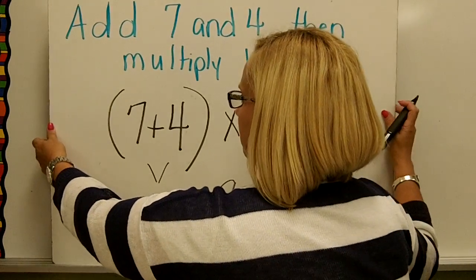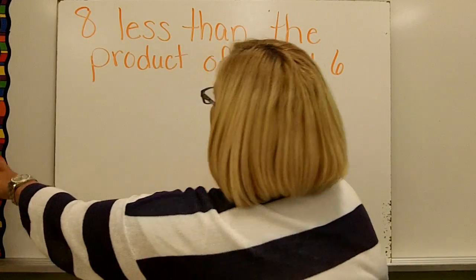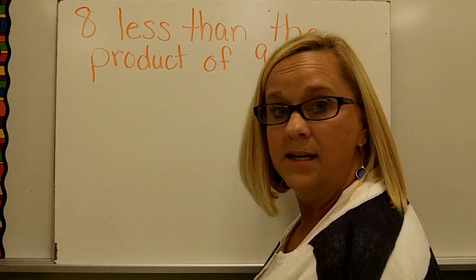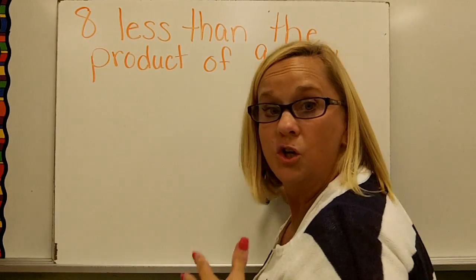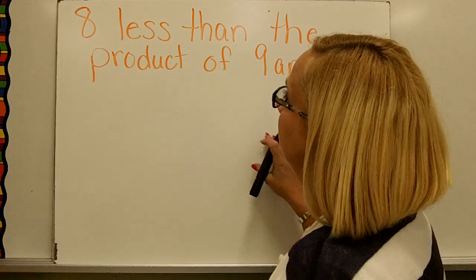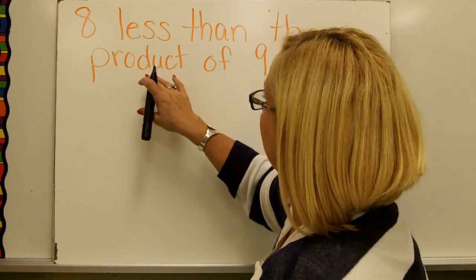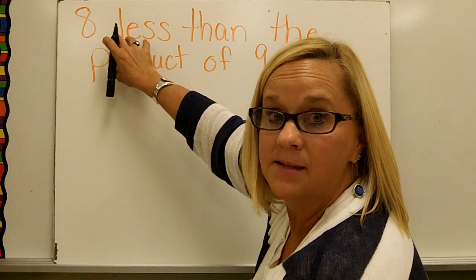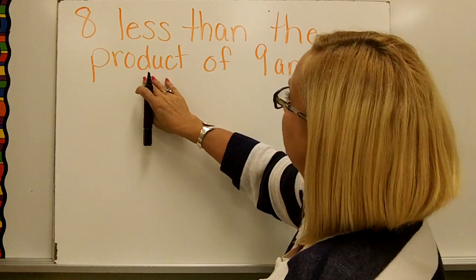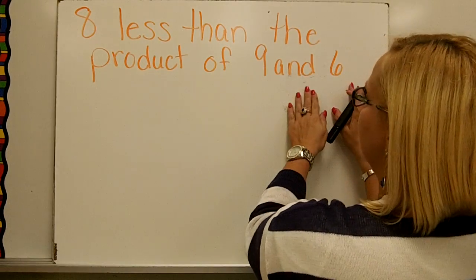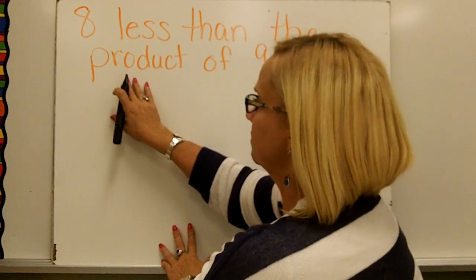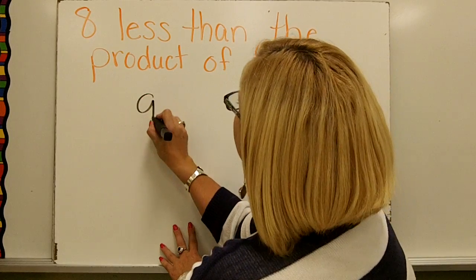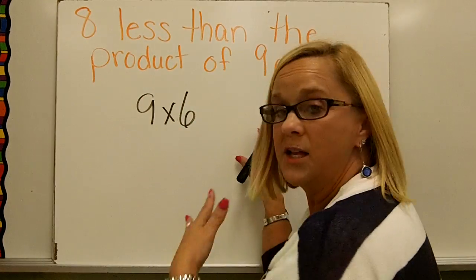All right, let's try another one. 8 less than the product of 9 and 6. Now, it doesn't mean that I start with this first. You have to read it and do one step at a time. So if I'm going to subtract 8 from a product, I'm not going to go 8 minus first. That's something that I'm going to do later in my problem. So the first thing I need to do is look at the product of 9 and 6. The product means that I am multiplying. This is the vocabulary term. So 9 times 6. That's what I want to do first.